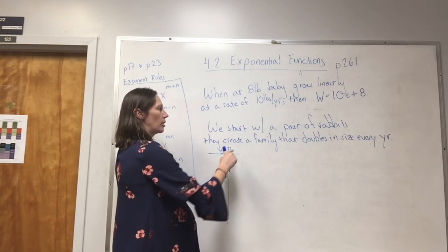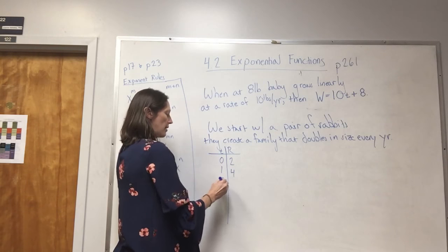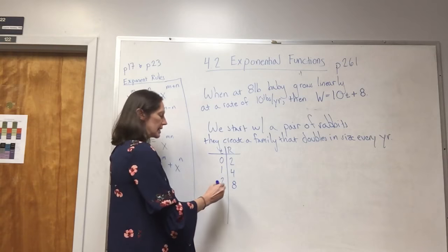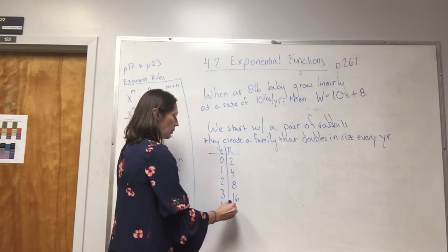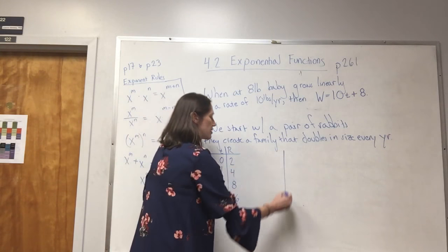After 1 year, well, every year they get to double in size, so 2 becomes 4. After 2 years, now there's doubling, 4 becomes 8. After 3 years, double 8 to 16. After 4, double to 32. I think we understand the pattern. Let's look at this as a visual.